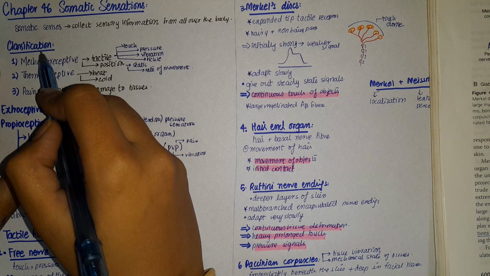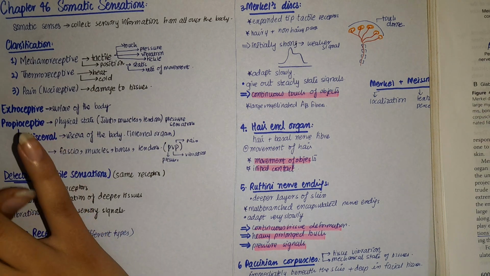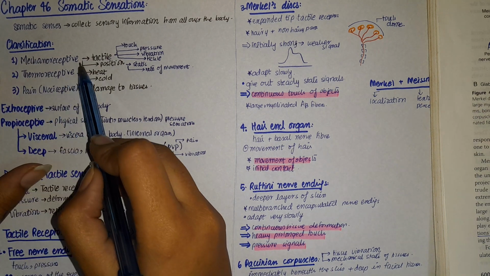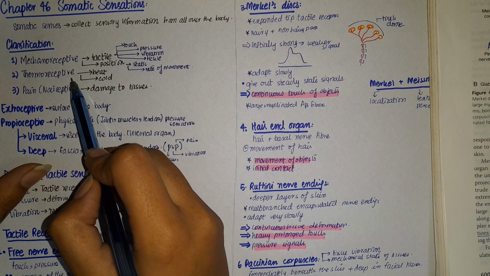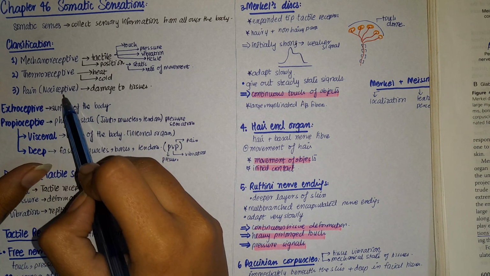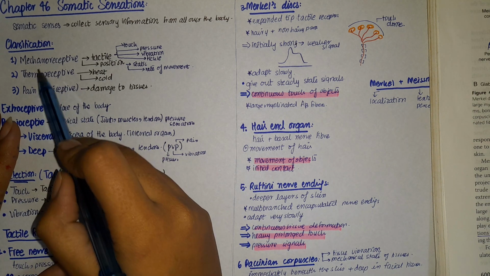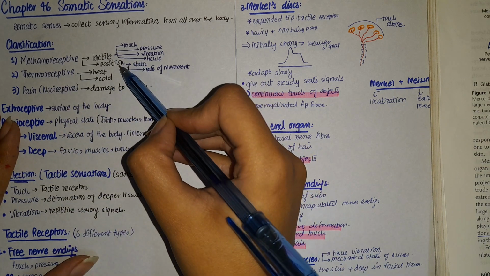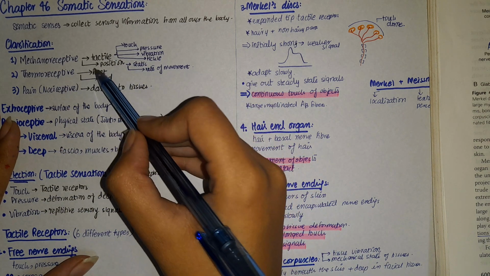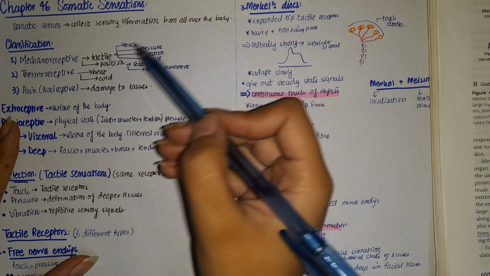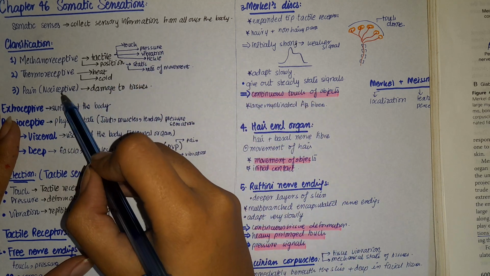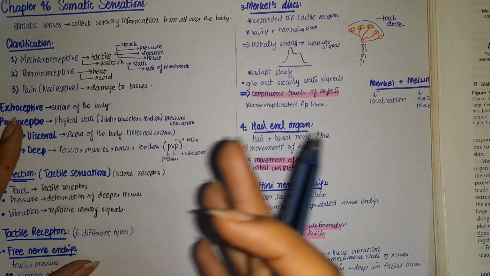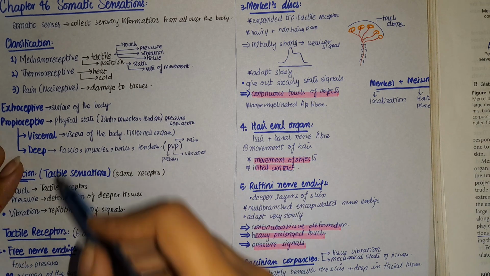And in classification, we can classify the somatic sensations as mechanoreceptive sensation, thermoreceptive sensation, and pain or nociceptive sensations. Mechanoreceptive sensation can be further divided into tactile or position sensation. Thermoreceptive can be divided into heat and cold, like hotness and coldness, and pain or nociceptive sensations are produced when there is any damage to the tissues.